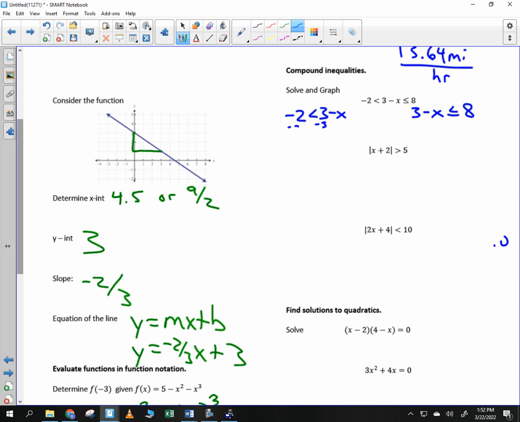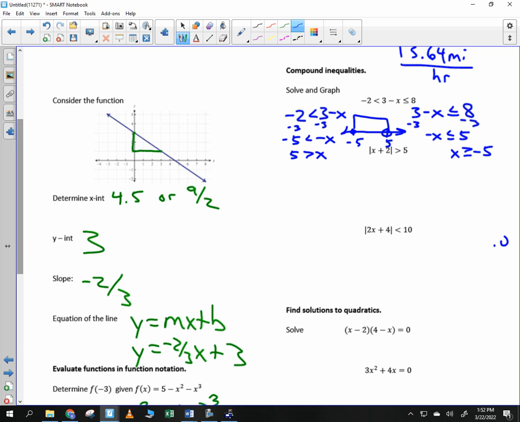I'll subtract the 3, and I get -5 is less than -x. I divide by a negative. I get 5 is greater than x. Make sure that you switch the sign. This one, subtract the 3, and you get -x is less than or equal to 5. Divide by the negative, x is greater than or equal to -5. So notice that if you plotted those points, -5 and +5, you'd have a closed circle and an open circle, and the arrows would be coming together. We're not going to do that for all of them.